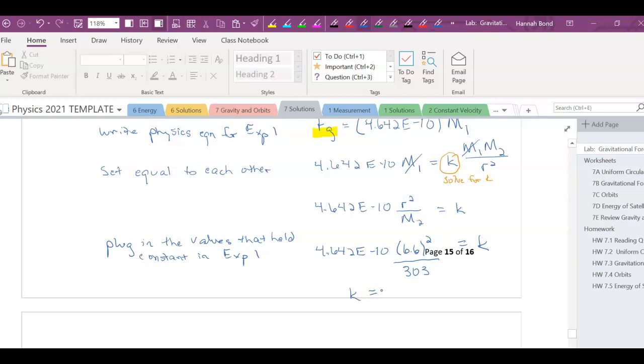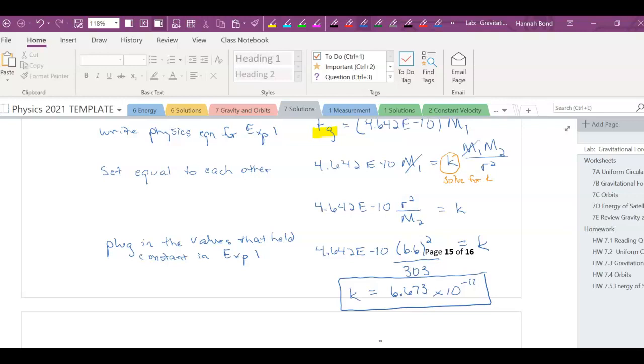So I've got 4.642 times 10 to the negative 10th. I'm multiplying by 6.6 squared, and I'm dividing by 303. And I get 6.673 times 10 to the negative 11th. Right now, don't worry about the units, but let's find the value of K. I have a good value of K here because that's what we're looking for. We know that K does equal 6.673 times 10 to the negative 11th.